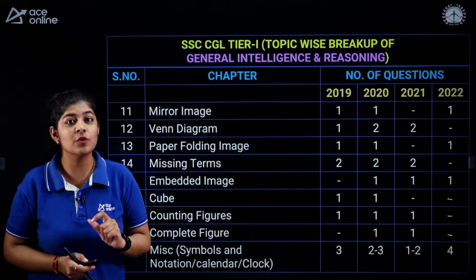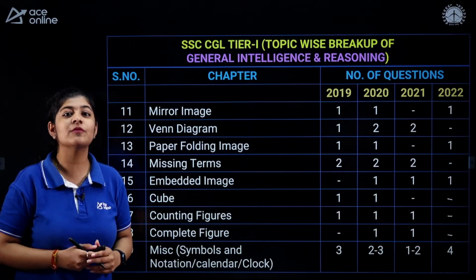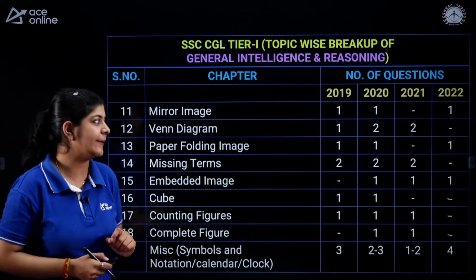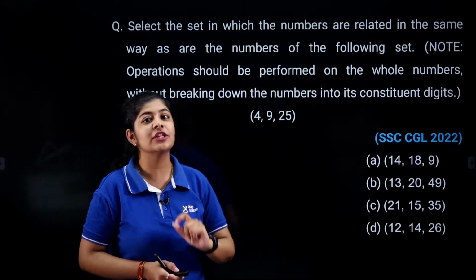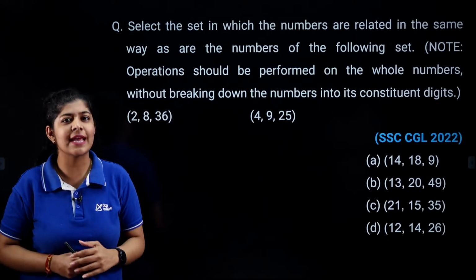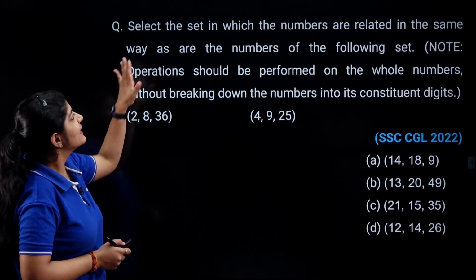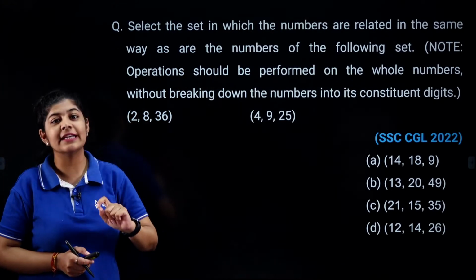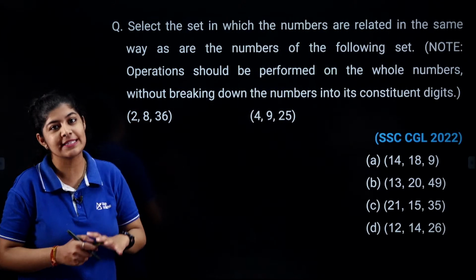Without wasting much more time, let's directly jump into the questions and see what type of questions we are having and how we are going to approach them efficiently. As you can see, this question is from the SSC CGL 2022. The question is simply saying: select the set in which the numbers are related in the same way as are the numbers of the following set.